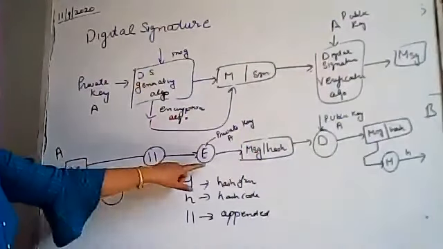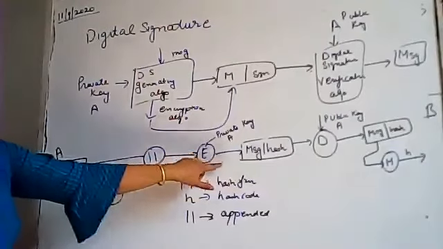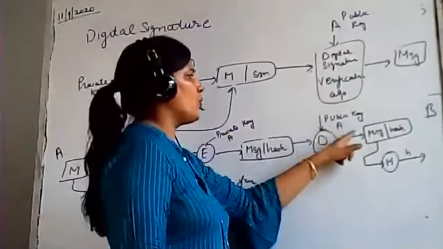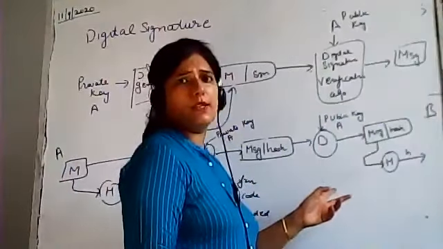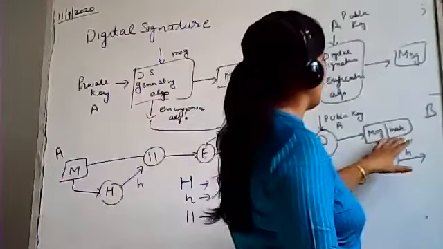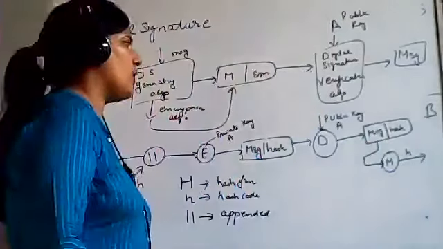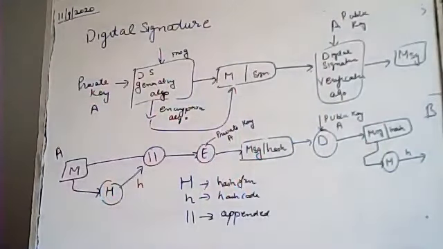Like we have used the private key of A to encrypt that message, and we will use the public key of A to decrypt that particular message. So in that case, we will get the output in the form of message and hash. Okay, so message and hash.